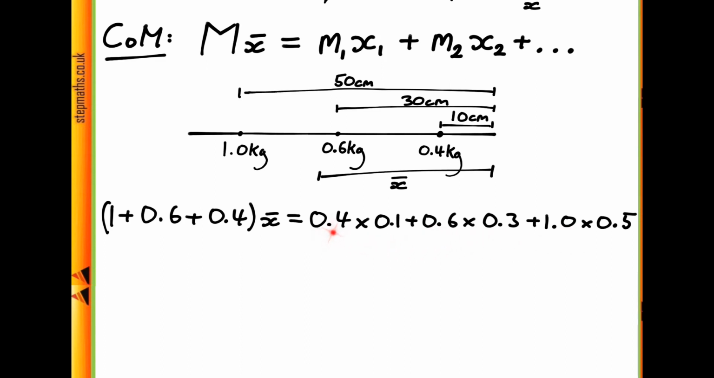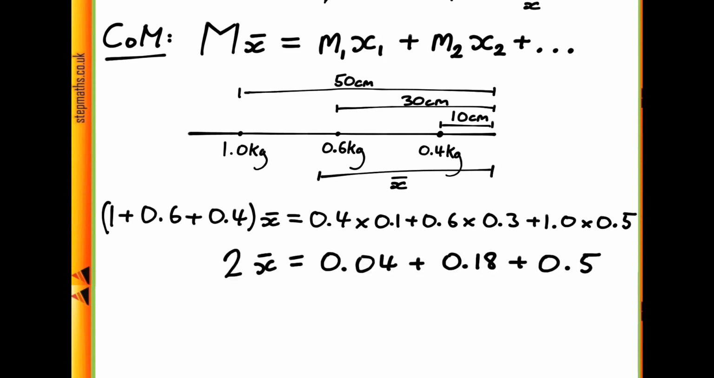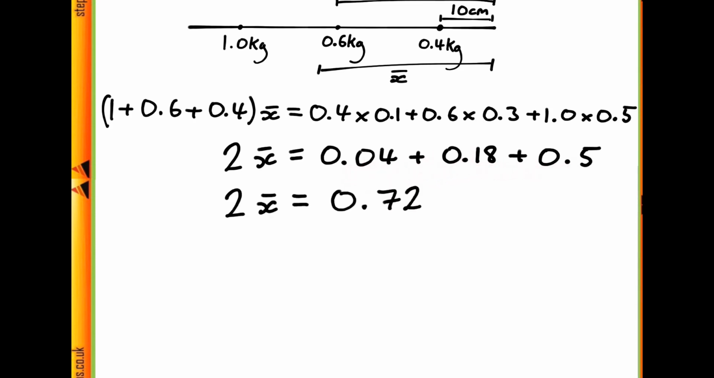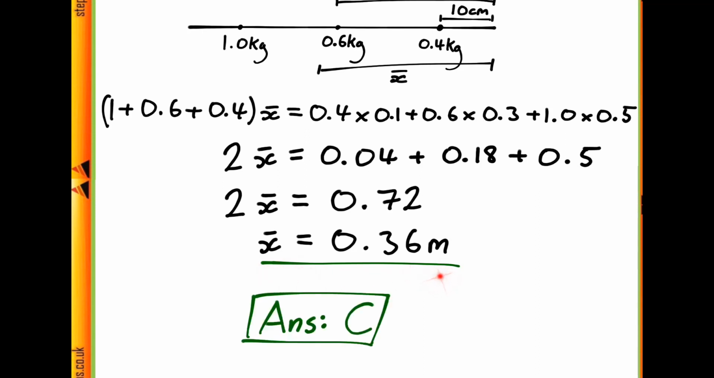the masses multiplied by the positions of the centre of mass of each of the parts, which is converted here into metres. We can go through and multiply each of these, add them together, to get that 2 multiplied by the position of our centre of mass is equal to 0.04 plus 0.18 plus 0.5, which adds together to give 0.72. Finally, dividing by 2 gives us the position of the centre of mass as 0.36 metres, which corresponds to answer C given in the question.